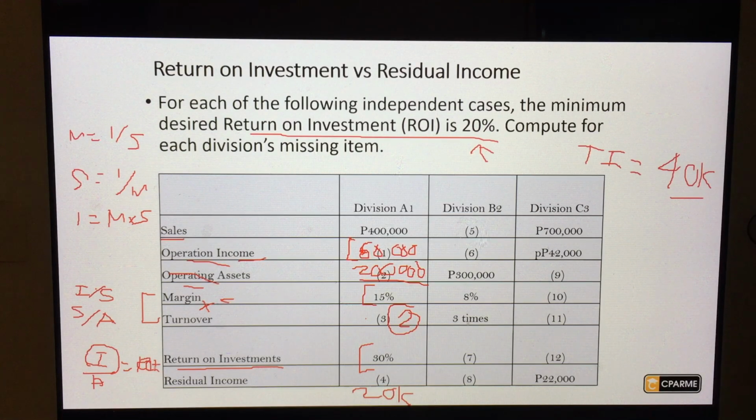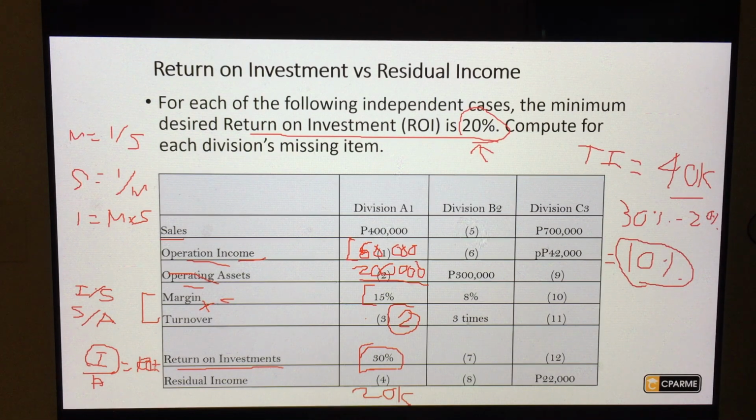How do you make this faster? For me, it's a lot faster. Ang gawin mo lang, return on investment minus 20%. Anong matitira sa'yo? Diba? Meron kang residual return of 10%. Bakit ko ginawa yun? Kasi return on investment represents your actual profit. Target profit is 20%. 30% actual profit based on your assets. Kasi parehas naman na asset base yung gagamitin mo, diba? Minus 20% target rate of return. This will give you 10%. That is the residual income in percentage.